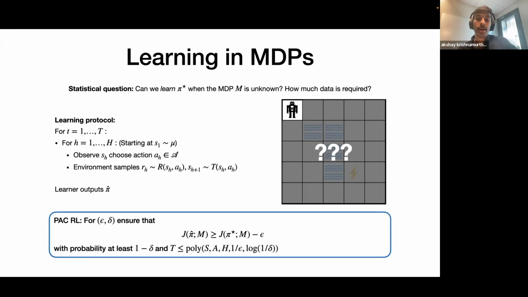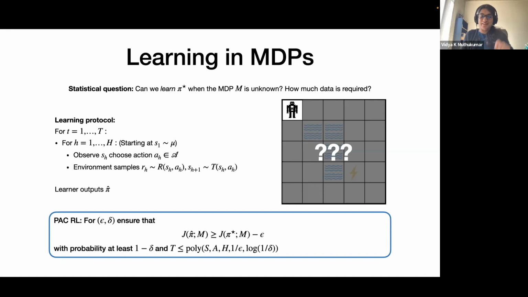Formally, I'm going to give you two parameters, epsilon and delta. Epsilon describes the suboptimality I'm willing to tolerate, and delta describes some failure probability that I'm willing to tolerate. Maybe with probability 0.001, I allow you to output whatever you want. What you have to do is ensure that the policy you output, pi hat, is at most epsilon suboptimal relative to pi star with probability at least 1 minus delta. And what I want is that the number of episodes you require is polynomial in all the relevant parameters: the number of states, number of actions, time horizon, 1 over the accuracy, and logarithmic in 1 over the failure probability. So this is what we're going to try to achieve.